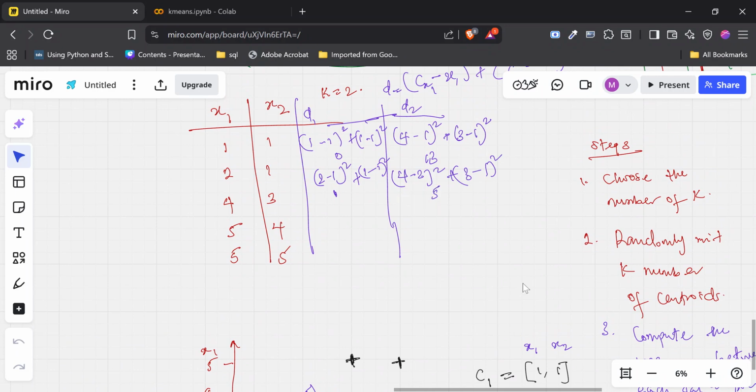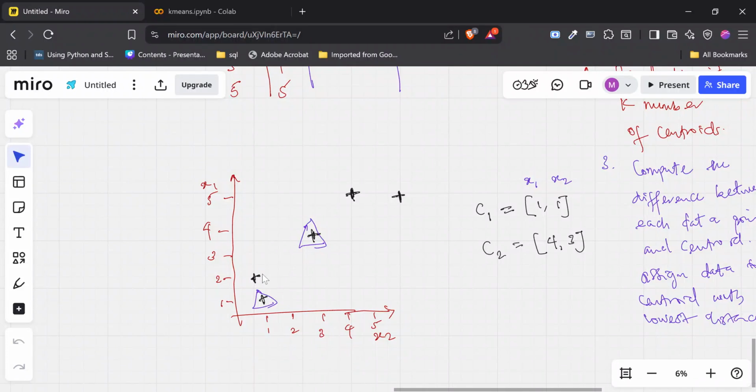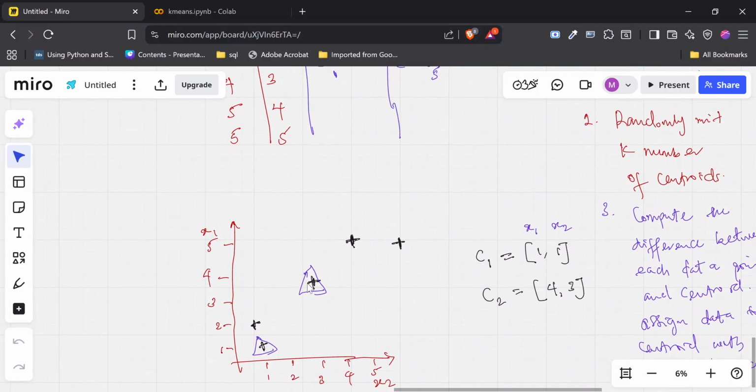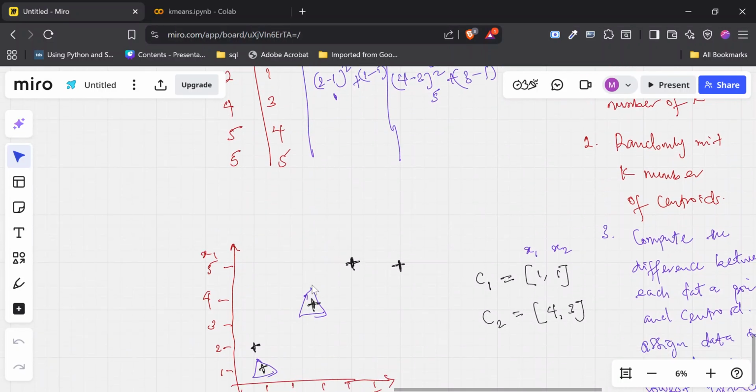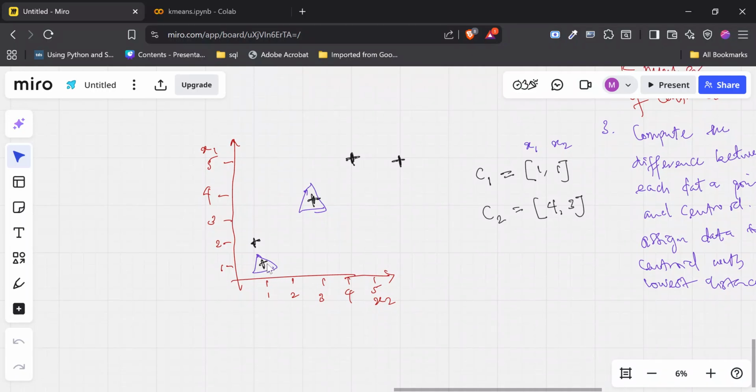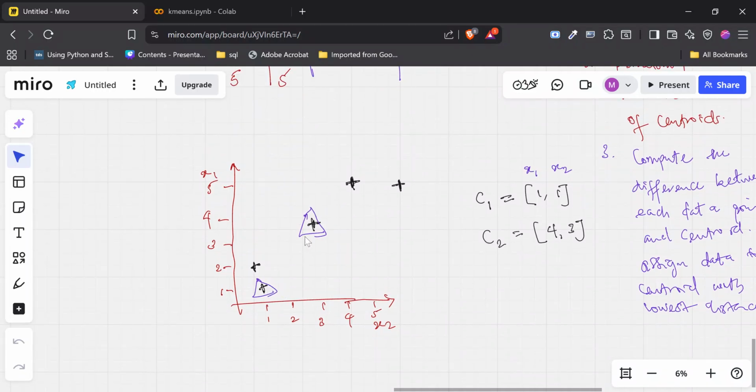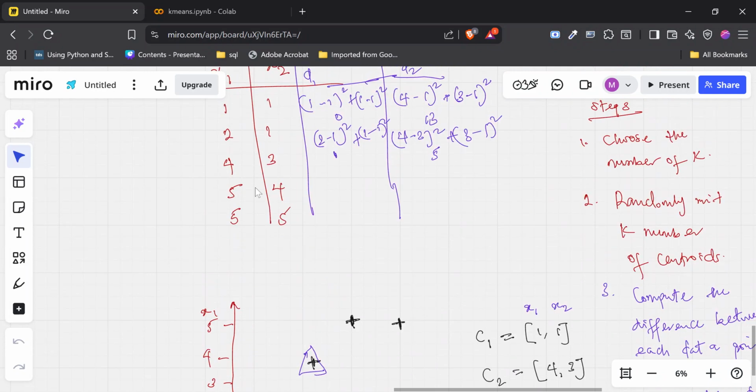So 1 and 5, it means this one that we just calculated is closer to this point, where the distance is 1, but to this point the distance is 5, right? So where should it belong to? It should also belong to this place because it's closer here. Then if you calculate for the next one, which is this particular point here, it's going to be 0 here.